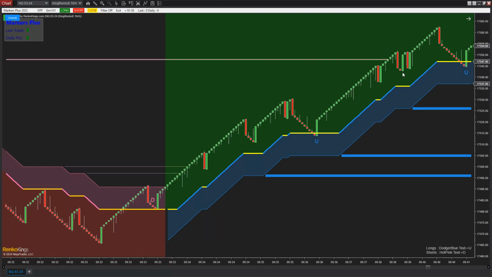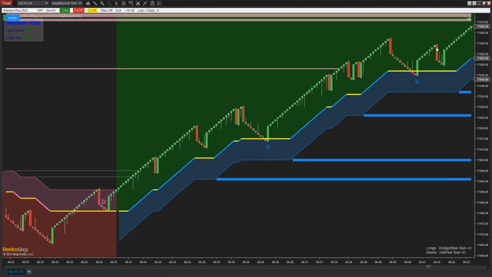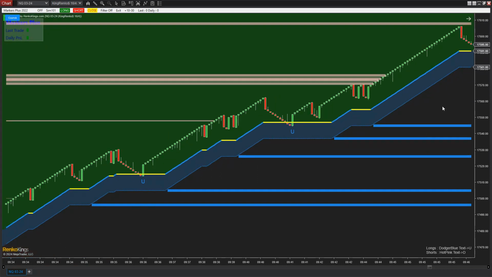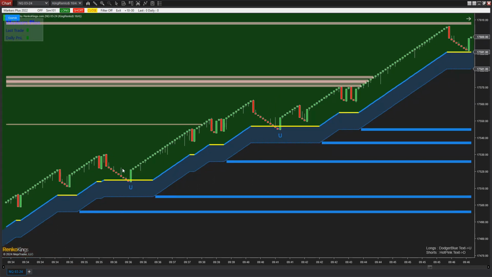If you used Cosmic Z, I'm going to have the settings in the description for this particular chart. It is a 16.4 Kagi Renko, and I'm going to have the settings in the description. So just longs, right? Just take longs. Again, I take only the first one. Today was an unusually directional day. I wish every day was like this, but it's not.